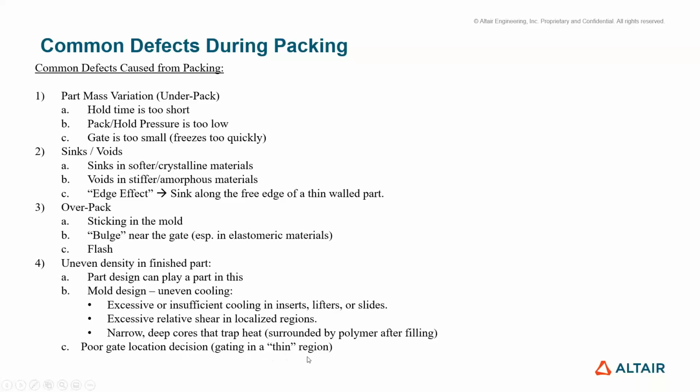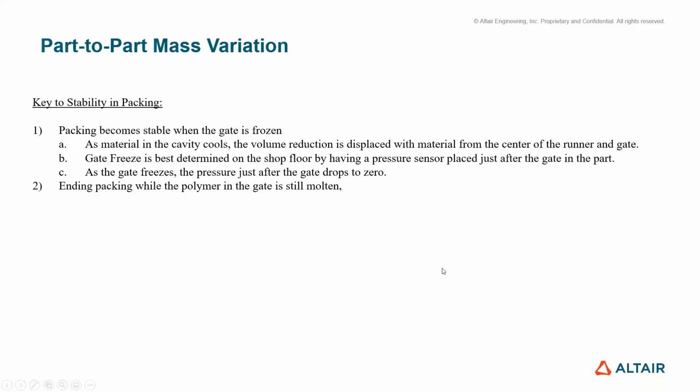Poor gate location. If you gate in thin regions, that can cause your gate to be essentially frozen up before you've managed to create even pressure in the cavity. And so if that thing freezes off too quickly, then you can't get even pressure. And then that could cause distortions and warp and things.